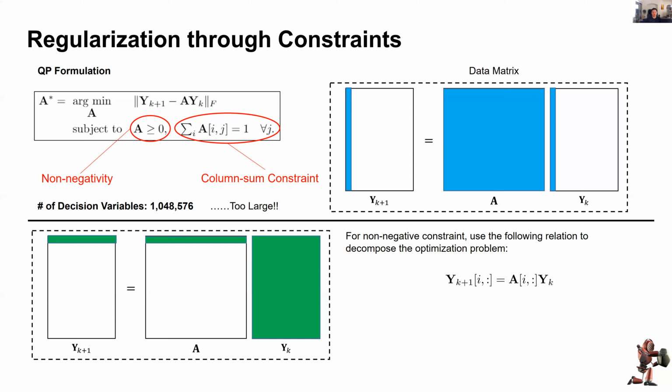But it turns out if we solve this as a QP, the number of decision variables is a million, because Y, which is our vectorized image of size 1024, so A is 1024 by 1024, and that's just too large to solve in a single QP. But if we throw away the column sum constraint and only worry about the non-negativity constraint, then it turns out we can decouple this problem row by row and solve 1024 QPs of size 1024 instead of solving one QP of a million decision variables. So that's what we did.